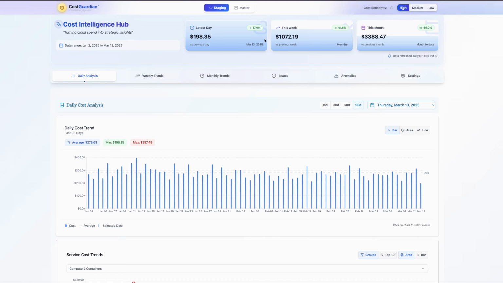This dashboard overview directly helps you visualize, without even looking at the numbers, how the cloud cost is going for this particular week or month for this particular account.